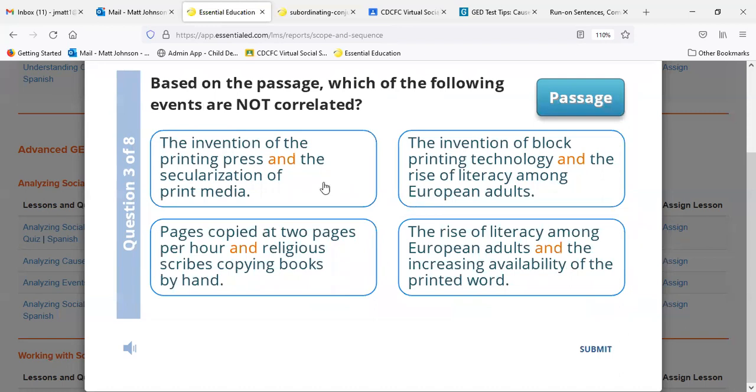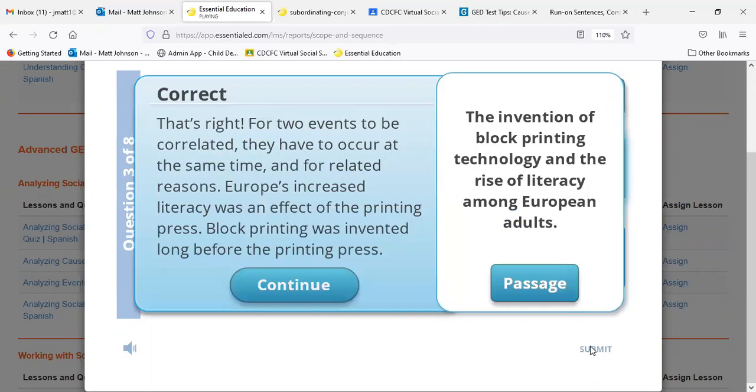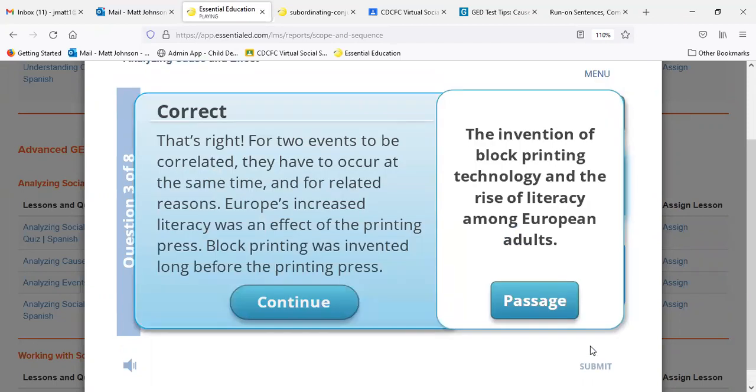So based on the passage, which of the following events are not correlated? So the invention of the printing press and the rise of literacy, because that's a cause and effect, not correlation, right? So here's a good example of knowing the difference between cause and effect and correlation. The printing press came first, and then over time you had the rise of literacy in Europe.